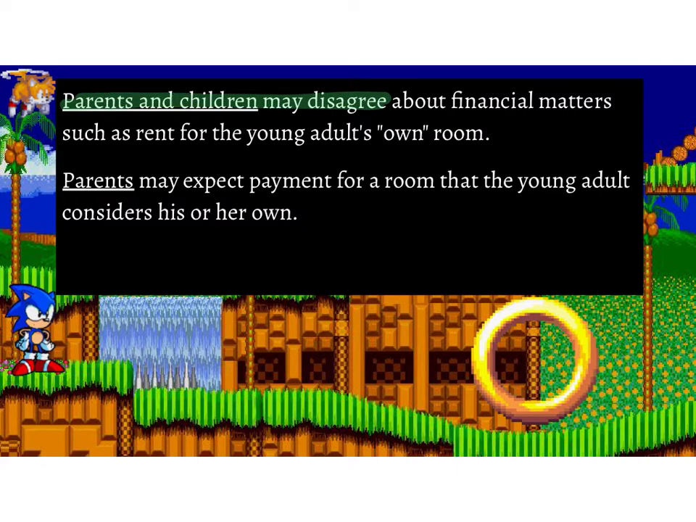I got the subject and verb right there next to each other about own financial matters, such as rent for the young adult's own room. Or if I want to focus on the parents' side, I make parents the subject. What are they doing? They are expecting. So again, subject-verb pair: parents may expect payment for a room that the young adult considers his or her own. Again, both of those sentences are grammatically correct. It's more of a stylistic choice what you want to focus the sentence on. But that is a lot more clear, having the subject and verb right next to each other and having concrete objects performing concrete actions.